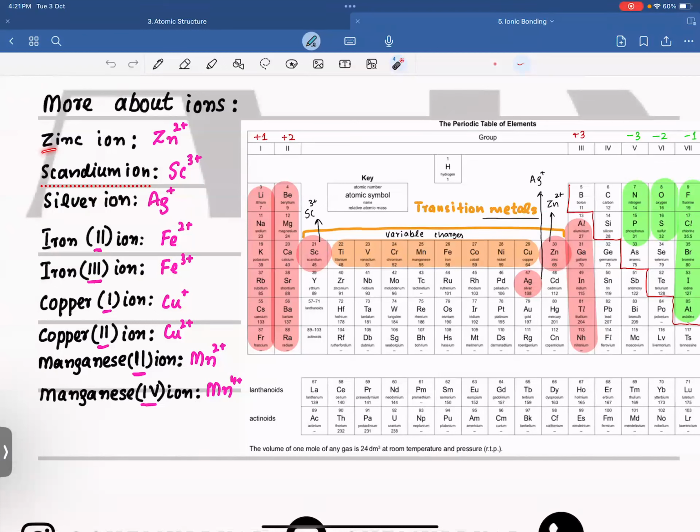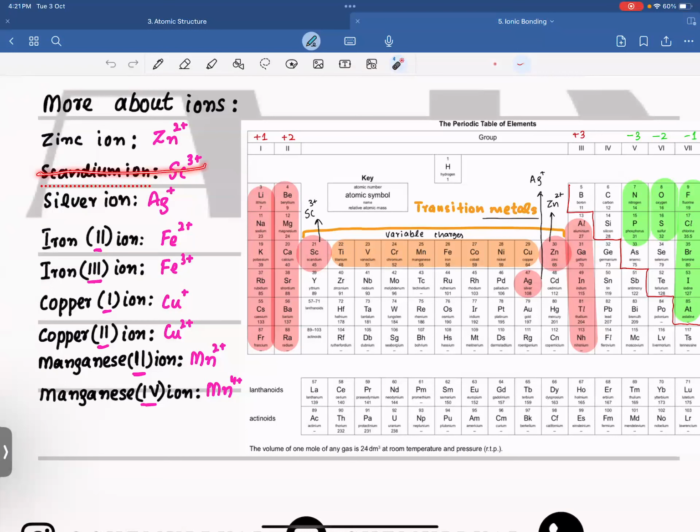When their name is written, they are not going to mention the charge in Roman numerals for these three. So for these three, you have to memorize it. Besides these three, the rest you get from the periodic table, and for the remaining ones you get the number written in Roman numerals in the ion. Okay, so for these three you have to memorize.